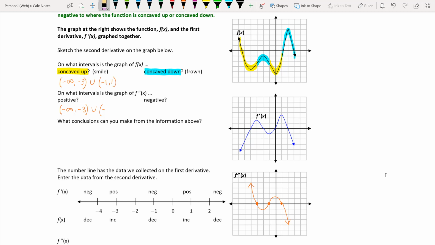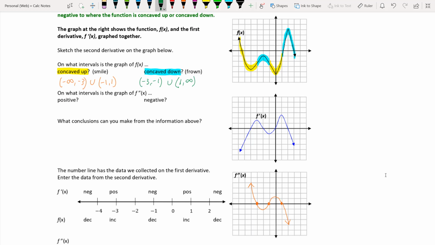Okay. All right. And then where is my graph concave down? So I'm looking at the frowning part, so that would be -3 to -1. I'm frowning. And +1 to infinity. All right.